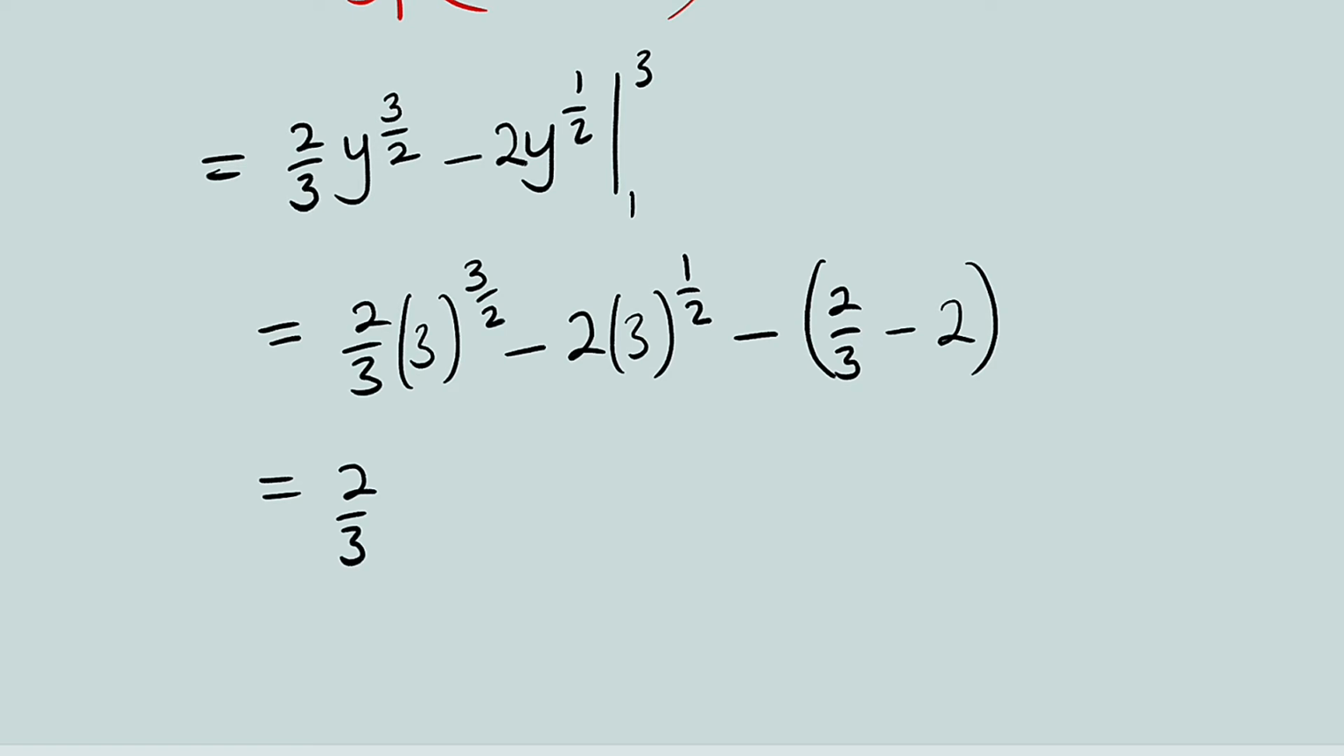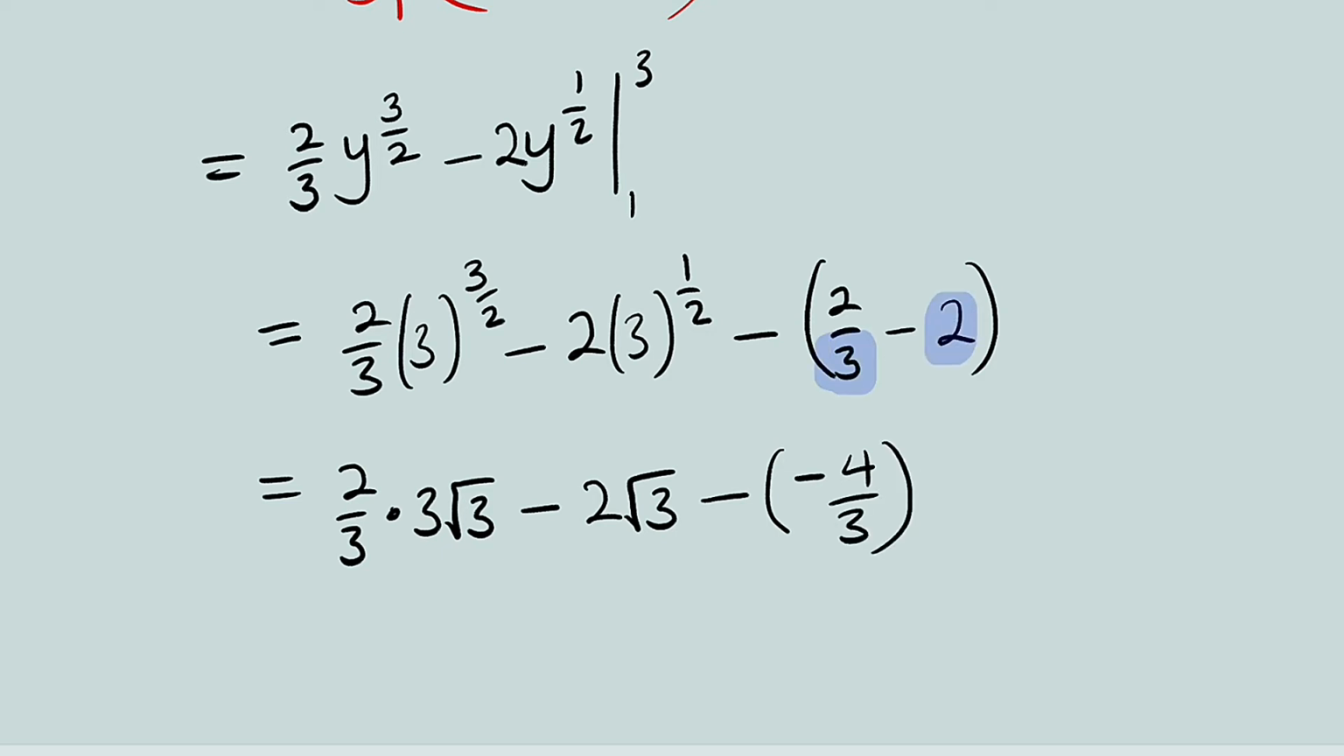This is equal to 2 over 3. 3 raised to the power of 3 over 2 is the same thing as taking the square root of 3 to the power of 3, which is 27. And the square root of 27 is 3 root 3. So we have 3 root 3 minus 2. 3 raised to the power of 1 over 2 is root 3. Then minus 2 over 3 minus 2 is the same thing as negative 4 divided by 3.